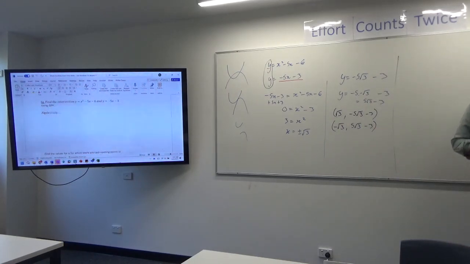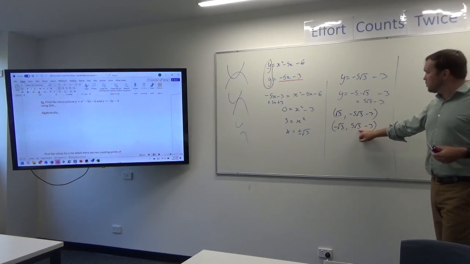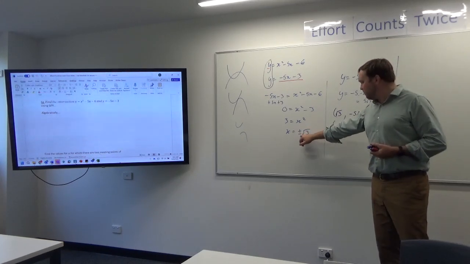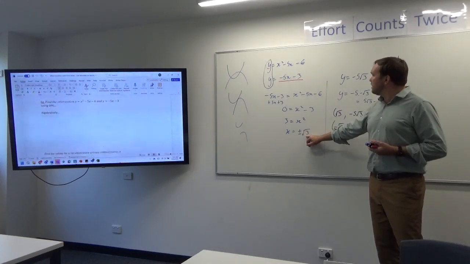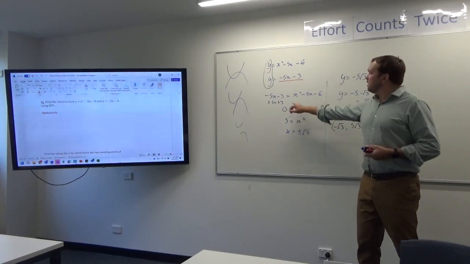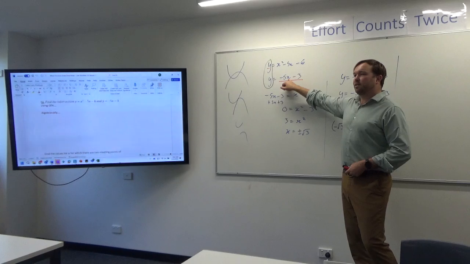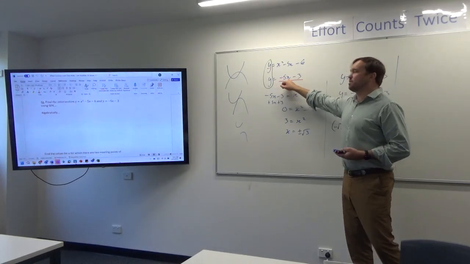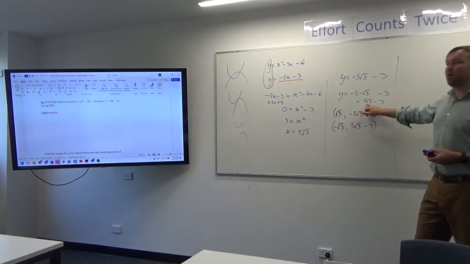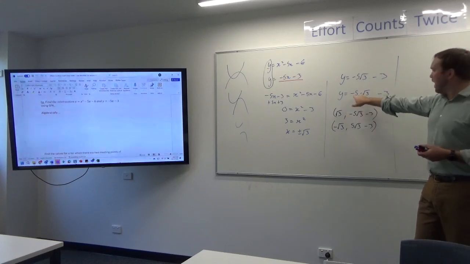Any sort of question? Yes? Why do the negatives on the root 5 cancel out? You mean here? Yeah. I guess because here I had positive and negative root 3. If I sub in minus root 3, it reads as minus 5 multiplied by minus root 3. And that minus 5 times minus root 3 ends up with positive 5 root 3. So it's that pair of negatives.